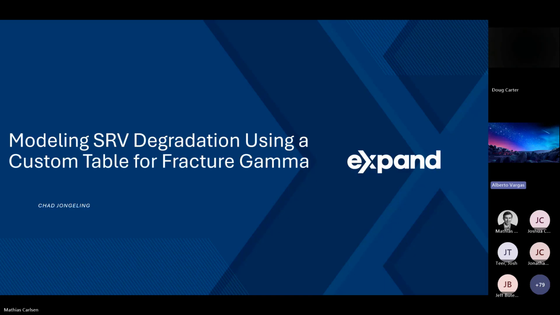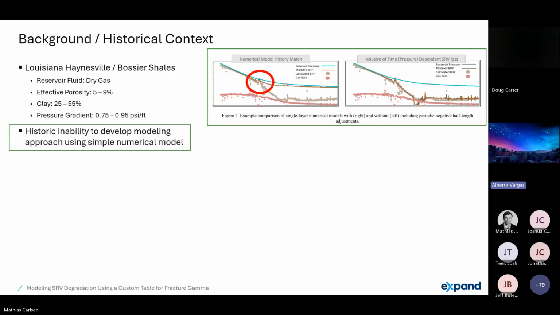And so today we'll be discussing modeling SRV degradation using a custom table for fracture gamma. I just want to give you some background of the area that I work, the Louisiana Haynesville-Bossier Shale. We have a reservoir fluid that is a dry gas, for those of you who are unaware. The effective porosity ranges from 5 to 9%. V-clay ranges pretty widely from 25 to 55%. And the pressure gradient also ranges pretty widely, overpressured from 0.75 to 0.95. Keep those in mind. We're going to need that a little bit later in the presentation.